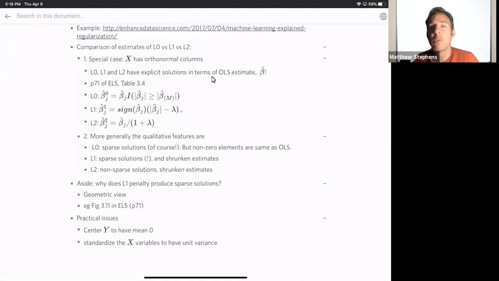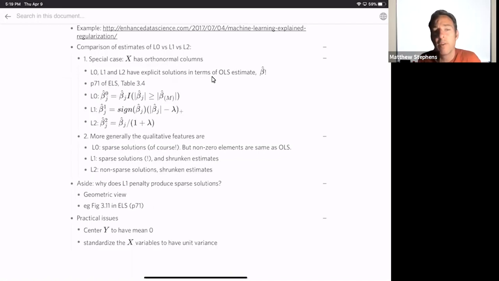In that special case, P has to be less than N, right? They can't all be orthonormal if P is bigger than N. Very often these methods are applied when P is bigger than N, but to get some insight, it's still helpful to think about this case where X is orthonormal, because they then have explicit solutions in terms of the ordinary least squares estimates. So what are those? Those explicit solutions are given here.